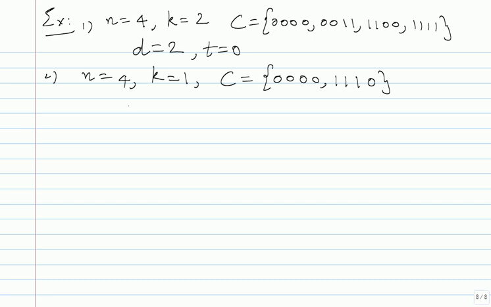Okay, so what's d? d equals 3. You agree? Okay, so what's t? t is 1. Do you agree with me? Is that clear? Okay, so if I draw a sphere of radius 1 around 0000, what will be the vectors that are in there?